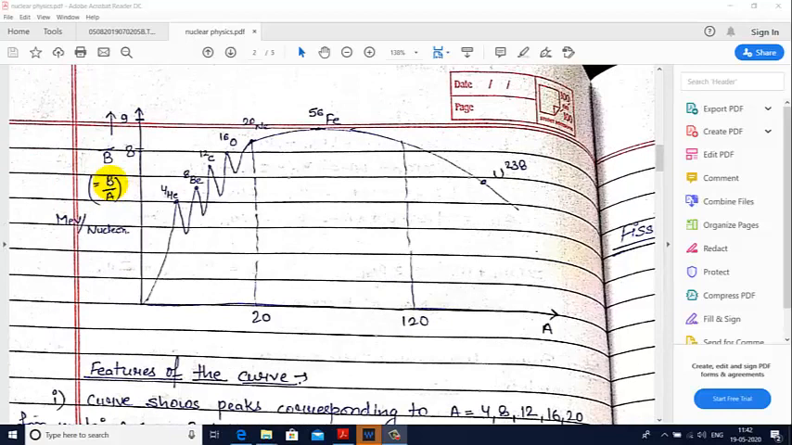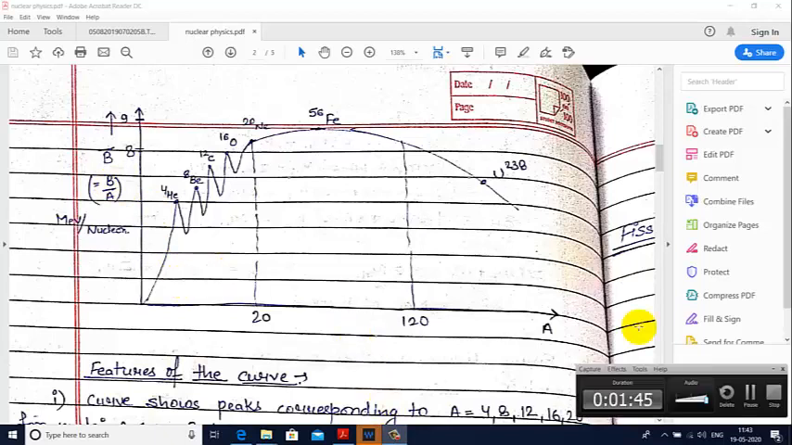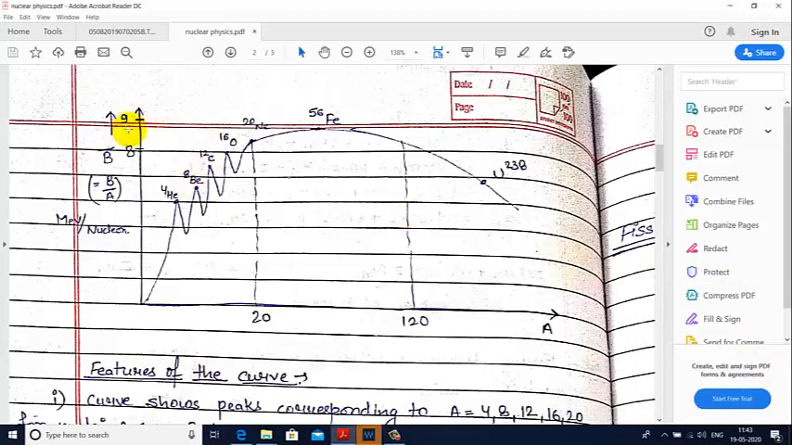Well, the importance of this curve is, if the value of binding energy per nucleon for a nucleus is high, then it means the nucleus is more stable. And if the value of binding energy per nucleon for a nucleus is less, then it means the nucleus is less stable. So this can be understood in other terms as well.